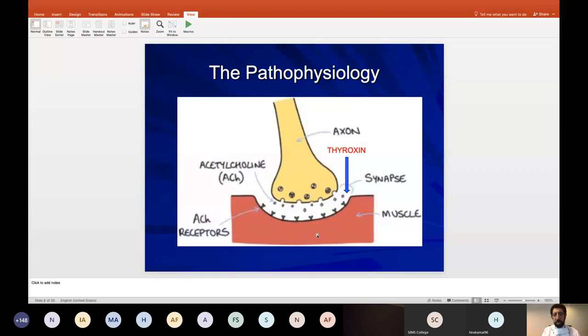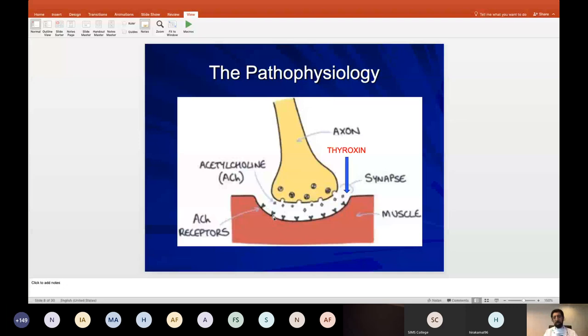In the absence of thyroxine, acetylcholine is neither released effectively into this neuromuscular junction synapse, nor is it utilized effectively. Neither is it allowed to bind to the ACh receptor. So it is a three-pronged action. Thyroxine acts as a stimulus for the release of acetylcholine. It acts as an activator for the acetylcholine, and it also acts as a helping force, as a catalyst, for the acetylcholine to bind the acetylcholine receptors.